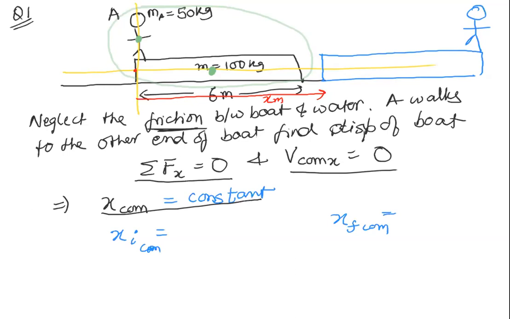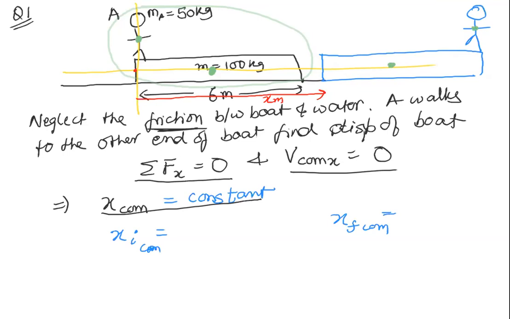Initially, I can replace the man with a point particle where I have drawn the green dot, and I can replace the boat with a point particle where I have drawn the green dot. So now, in the final picture also, I can replace the boat by the green dot and I can replace the man by the green dot. But we'll come to that in a moment.